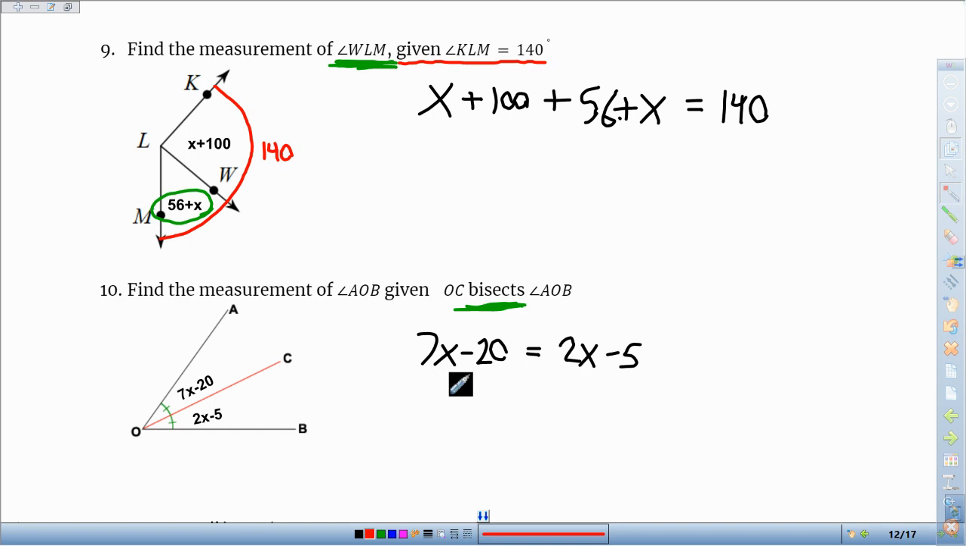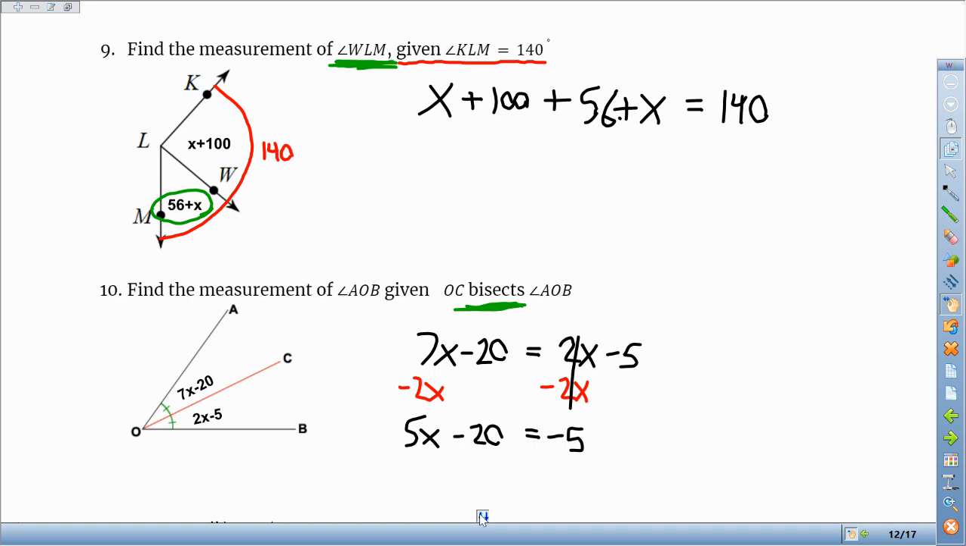First thing I'm looking at, nothing to combine on either side of the equation. So next step, I'm noticing variables on both sides. I'm going to move the 2x over to the left. So we get 5x minus 20 on the left. On the right, we have a negative 5.